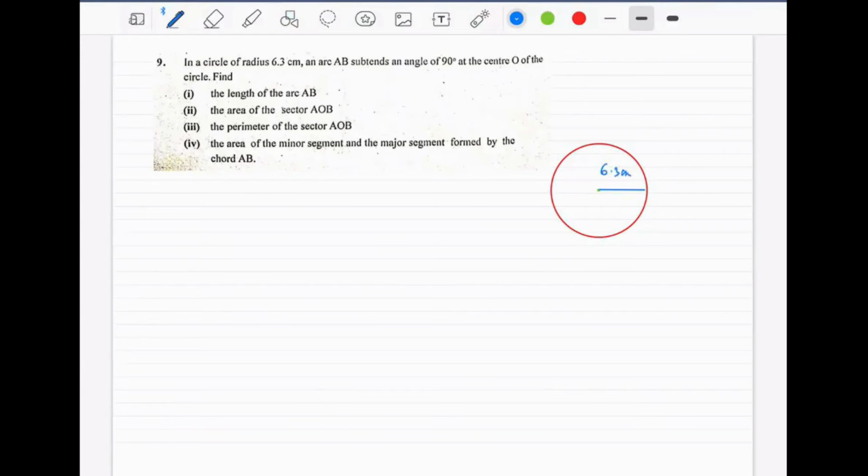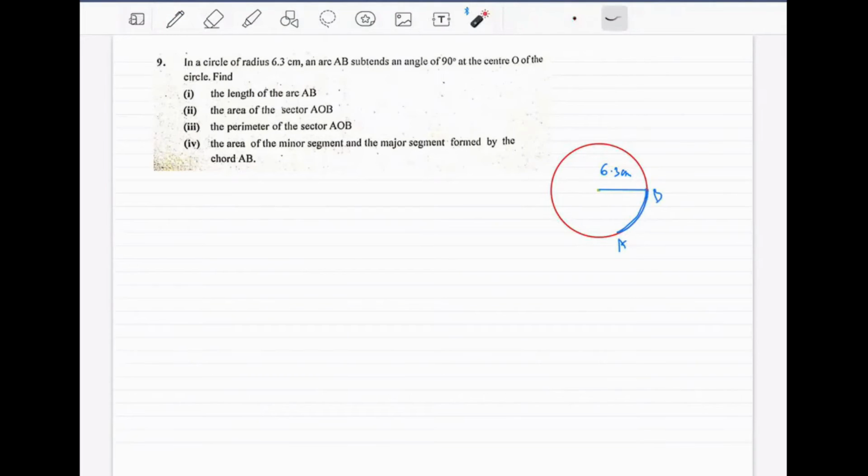Radius is 6.3 centimeter. Then an arc AB subtends an angle of 90 degree at the center of the circle. You take an arc here, arc is a portion of the circumference. So the question gives a name of the arc. This portion of the circumference AB.